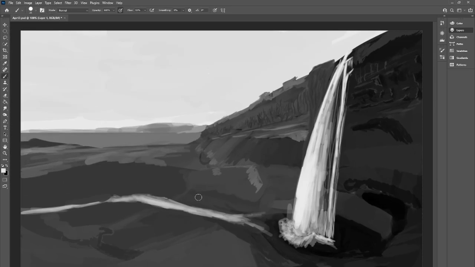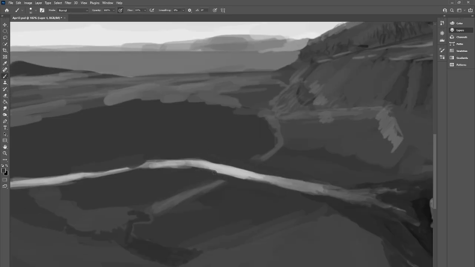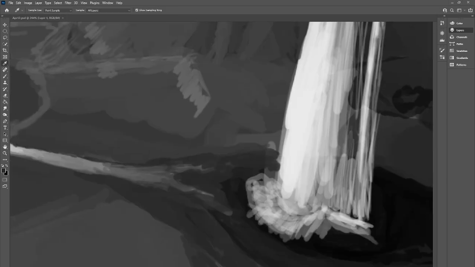I mean, now you can kind of see what's going on. You know, we got some rocks, some waterfalls, maybe some ocean in the distance. I mean, you can't really tell at this point. But I think the hardest part about starting a digital painting is just getting to the point where things actually look like what you intend them to be.